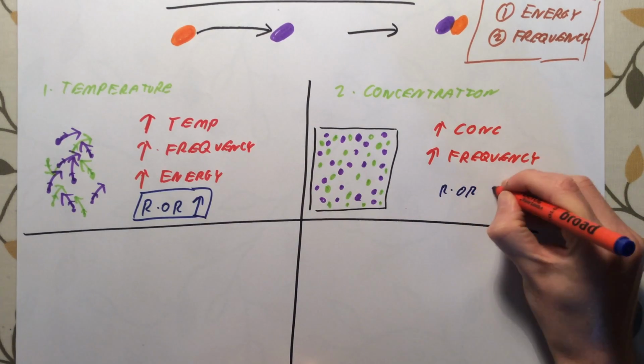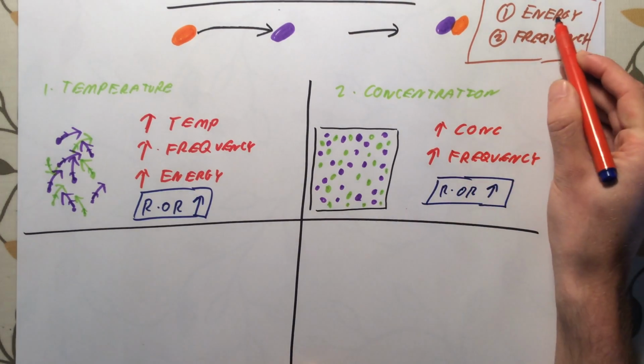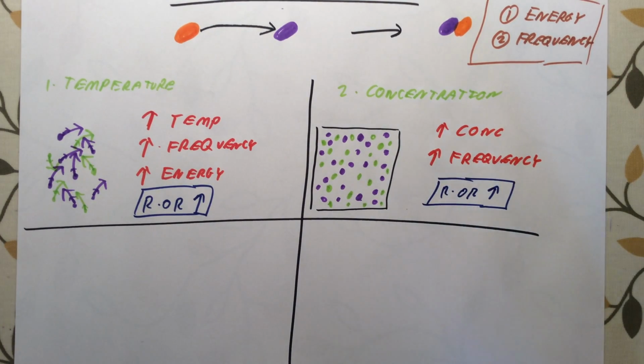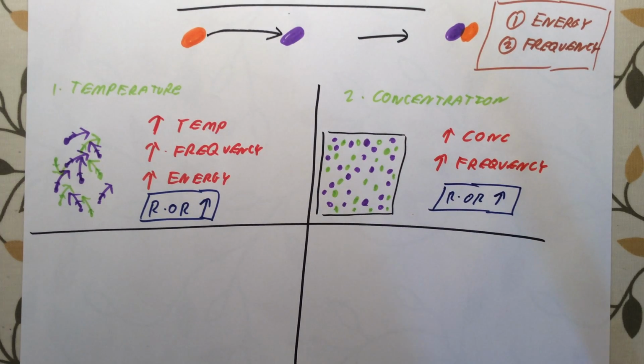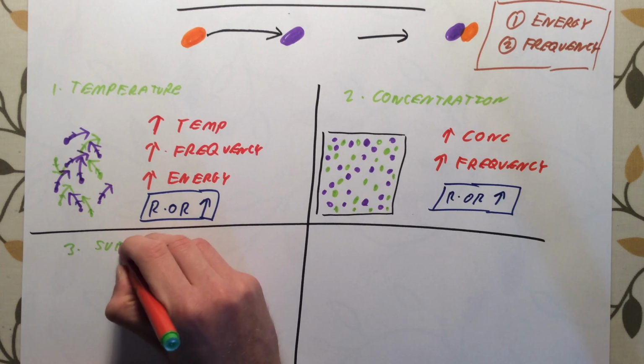The rate of reaction will increase. Note that this time I am not making the particles move any faster. I do not actually increase the energy, I just increase the frequency, but that will still increase the rate of reaction. Okay, number 3 that I'm going to talk about is actually just for solids, and this one is the surface area.